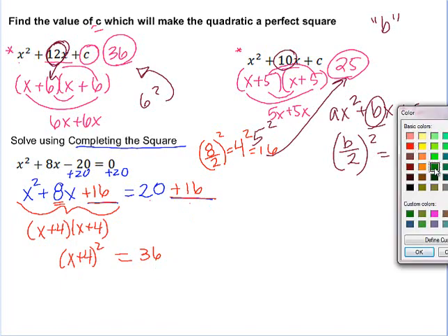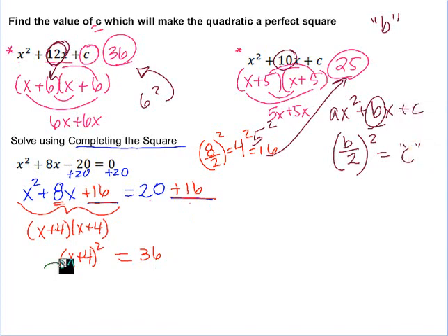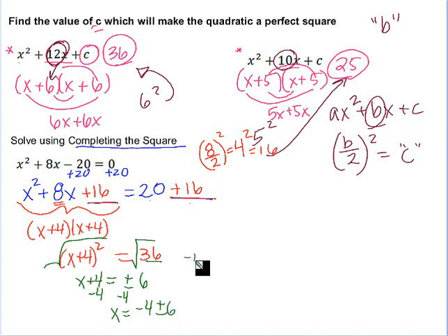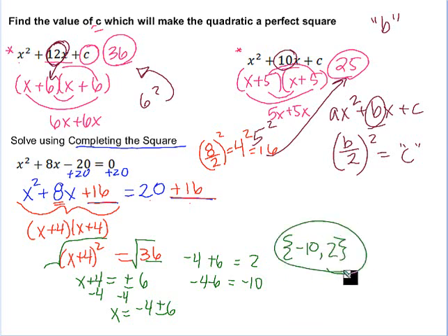From here, I can then do the square root property. Take the square root of both sides. So x plus 4 is equal to plus or minus the square root of 36, which is 6. Subtract 4 to both sides. So x is negative 4 plus or minus 6. So we have negative 4 plus 6, which gives us a positive 2. Negative 4 minus 6, which gives us a negative 10. So our two solutions here are negative 10 and positive 2.